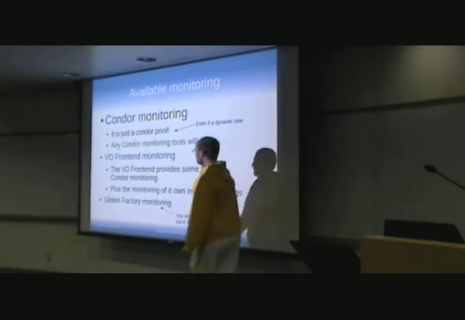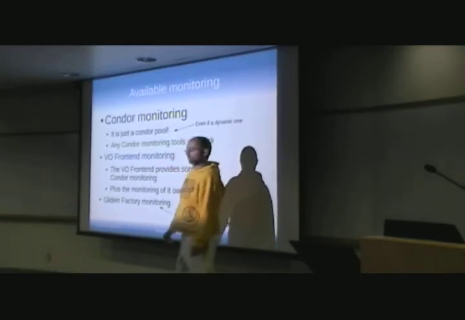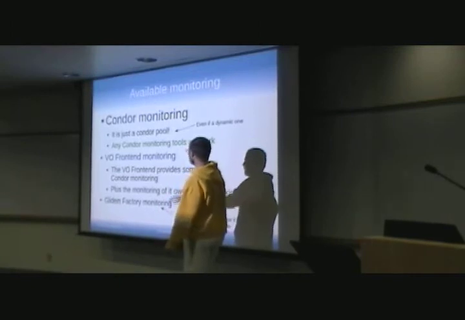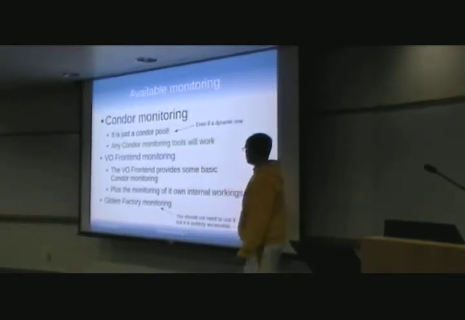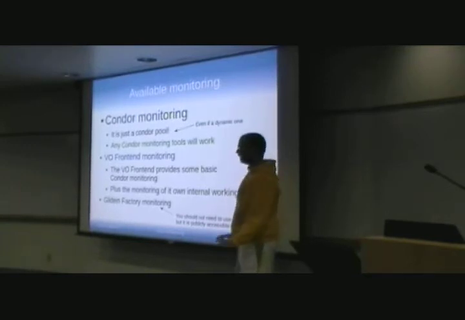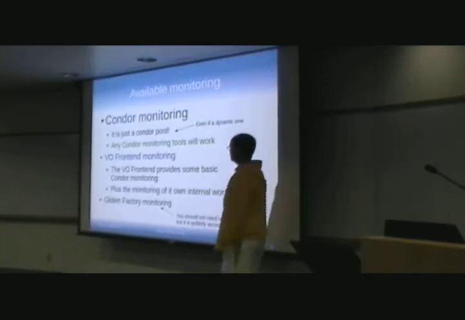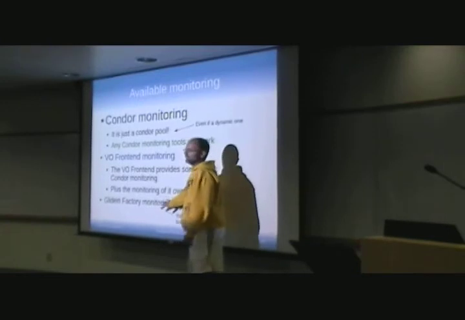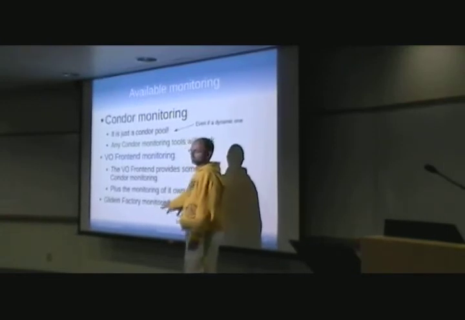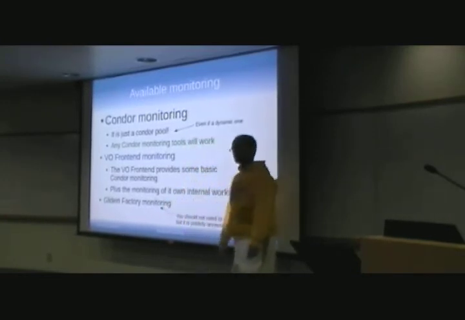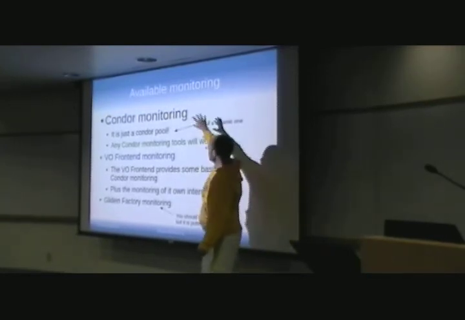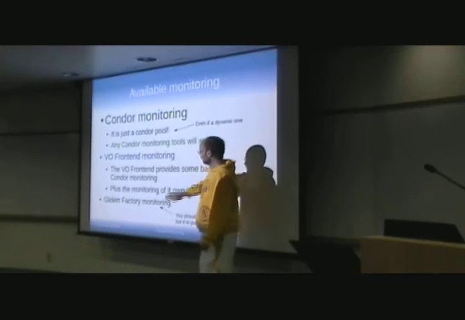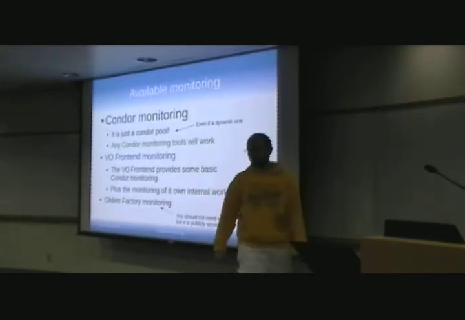You also have some VO front-end monitoring that comes out of the box and provides some basic Condor monitoring, plus the monitoring of its own internal workings. And if everything else fails, you can ask the factory admins where to look at the factory monitoring, but that should be really your last resort when everything else breaks. This should be the order: Condor monitoring, front-end monitoring, glidein monitoring, factory monitoring.